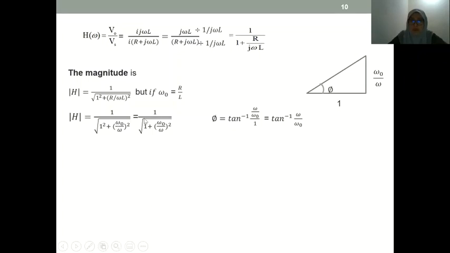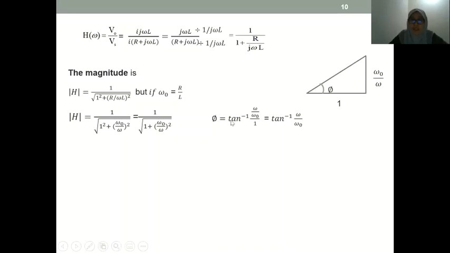Okay, and also equivalent to 1 over the square root of 1 plus (omega naught divided by omega) squared. Okay, for the angles, because it is the RL circuit, the inductor's imaginary part is positive. So we have omega naught divided by omega on the positive side, so you have the positive angle.